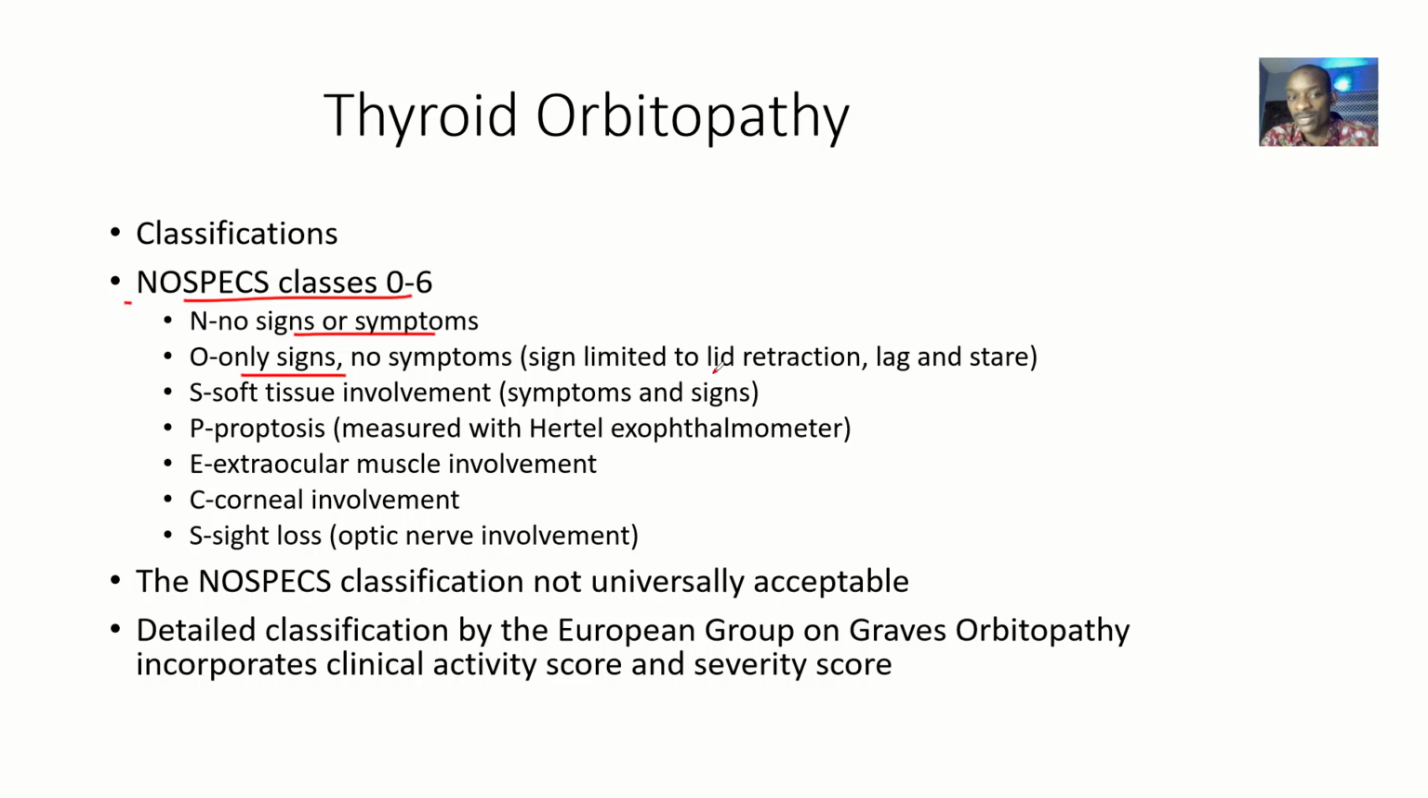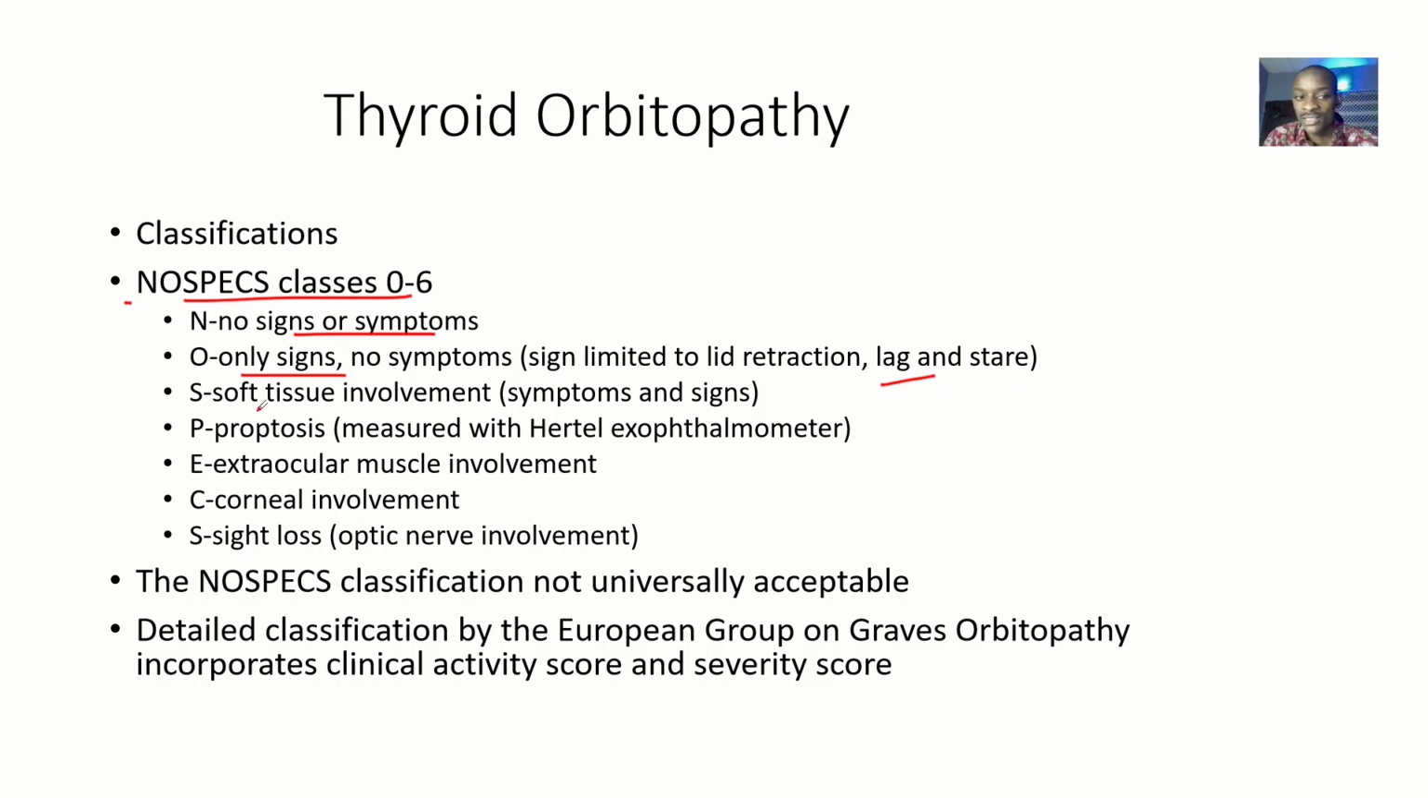Okay, no symptoms, right? And the signs are limited to things like what? Lid retraction, where your lids are lagging behind, so the white part of your eyes is now showing too much. It could be lagging of the lid, or it could be stare. That means the person's eyes are pushed out to the level that sometimes they might sleep and their eye is still widely open. Okay.